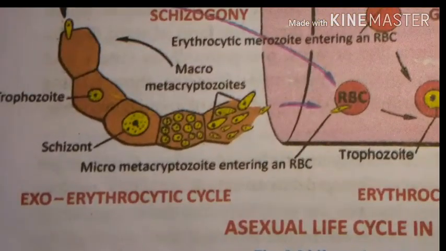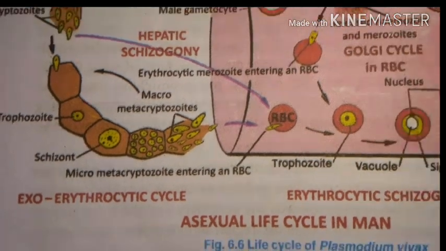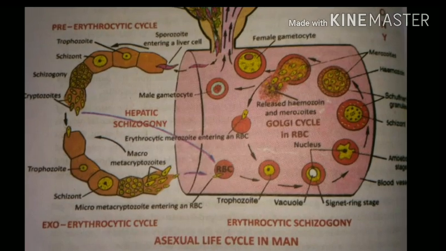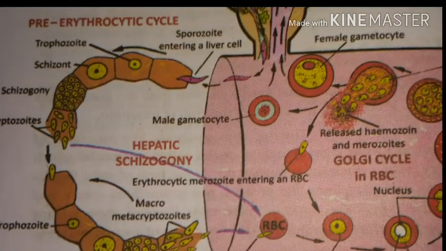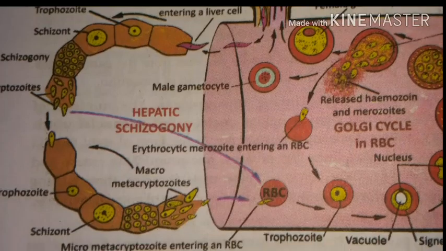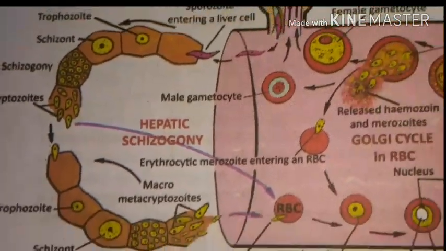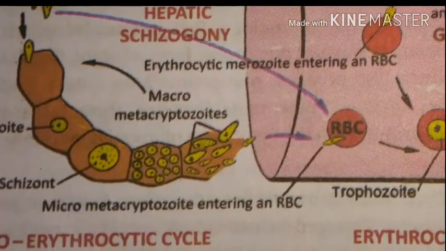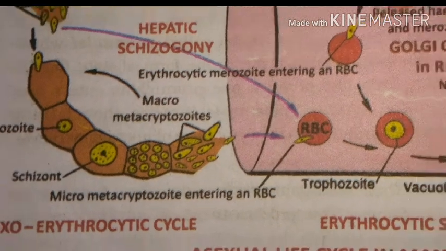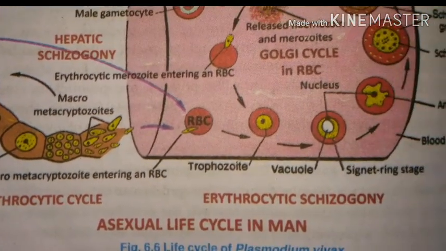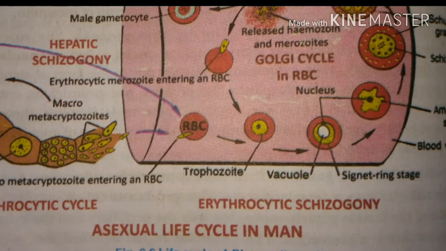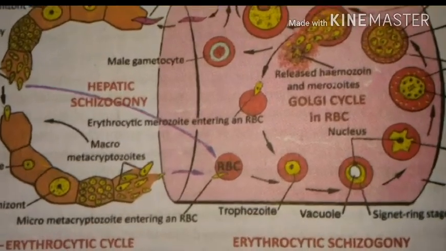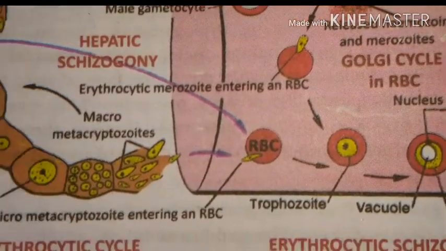Exoerythrocytic cycle. If cryptozoites enter fresh liver cells, they undergo changes similar to those of the pre-erythrocytic cycle and produce the second generation of merozoites called metacryptozoites. These are of two types: micrometacryptozoites and macrometacryptozoites. This entire process is completed in 2 days. The micrometacryptozoites attack fresh liver cells and continue the exoerythrocytic cycle. The macrometacryptozoites enter the bloodstream, attack RBC and continue the erythrocytic cycle.